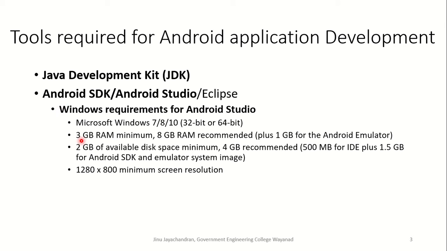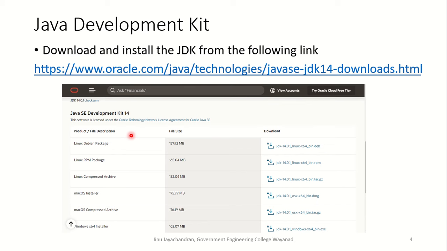So you should have a minimum of 3 GB RAM, and the recommended is 8 GB RAM. You can visualize how heavy the Android Studio software is, because the Android emulator will take up a good amount of your memory. And then you will need to have a good screen resolution, and primarily it is for Windows. The Linux version is also available. So depending upon your choice of operating system, you can download the Android Studio.